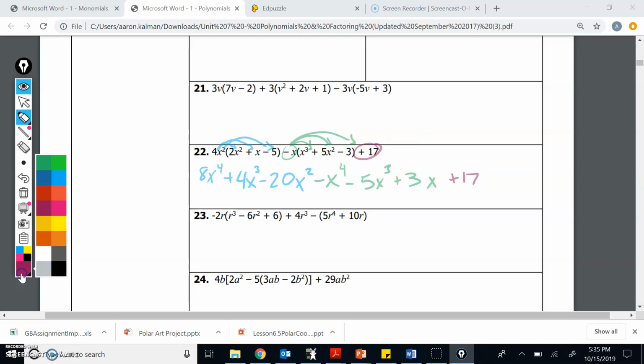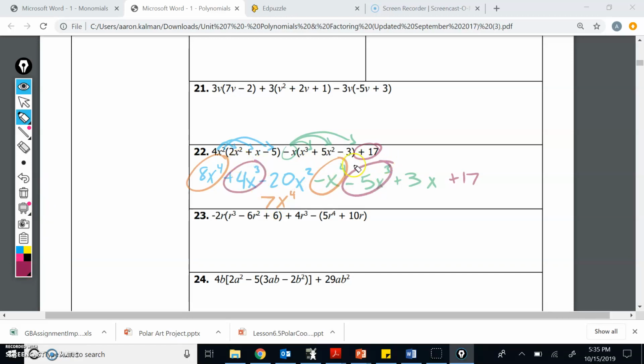Lastly, we have to combine like terms together. So let's combine our x to the 4th to make 7x to the 4th. And then we can combine our x cubes. 4x cubed minus 5x cubed makes a negative 1x cubed. And then we can combine our x squareds. There's only one x squared. That was a negative 20x squared. And then we still have our x term, and then our constant at the end. Make sure this is written in greatest to least exponents, called standard form.